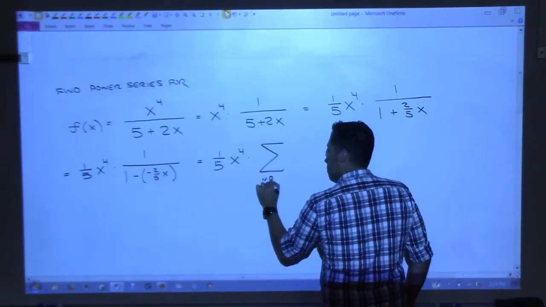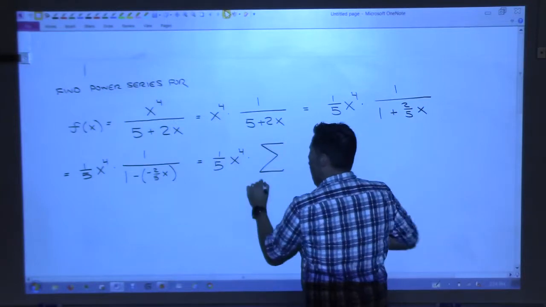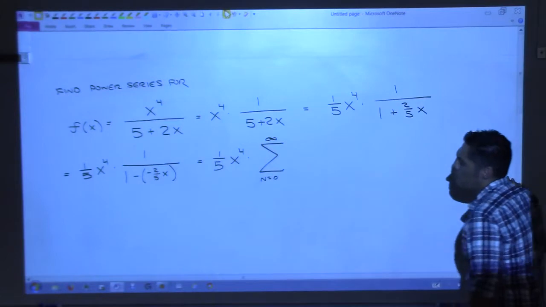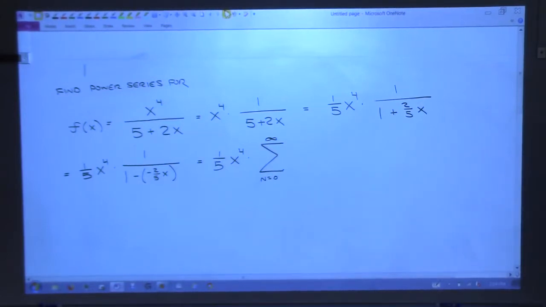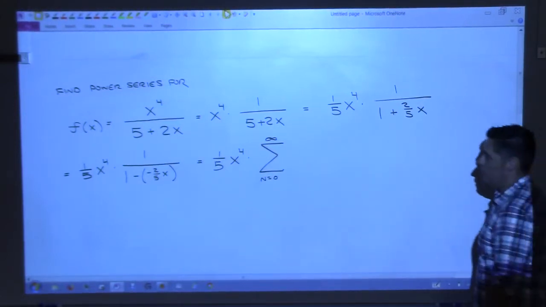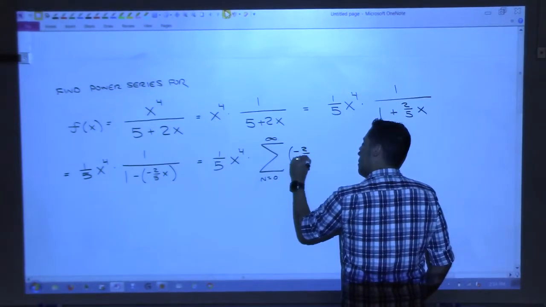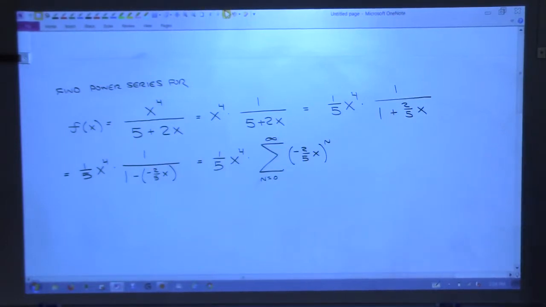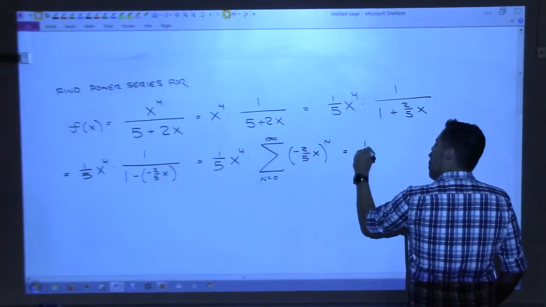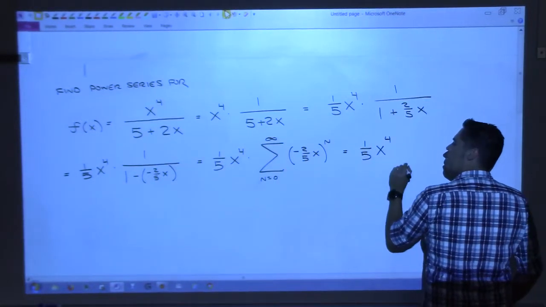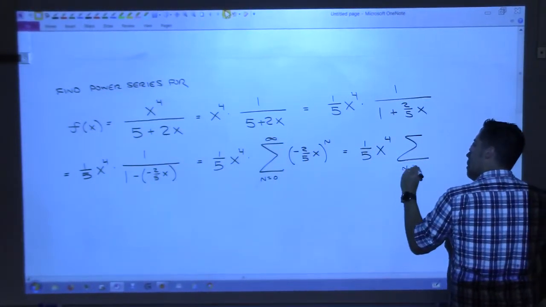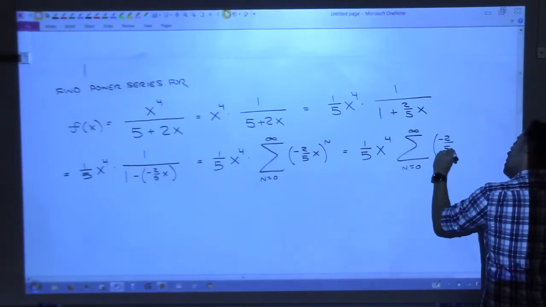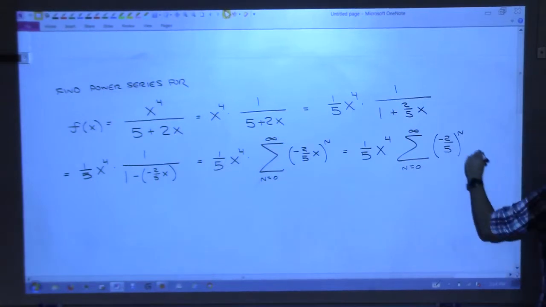N equals 0 to infinity of what? Negative 2/5 x to the n power. Let's split it again. 1/5 x to the 4th, sum n equals 0 to infinity, negative 2/5 to the n, x to the n.